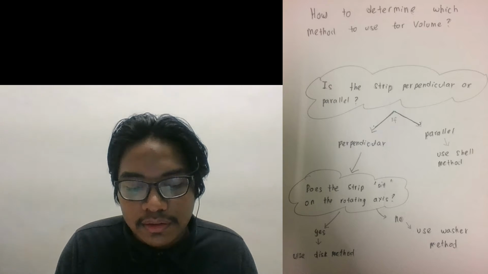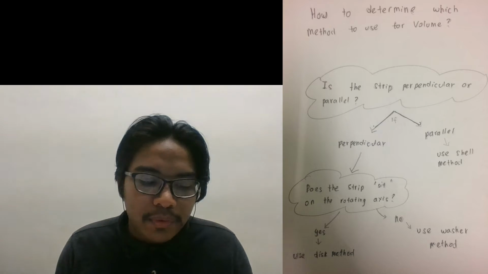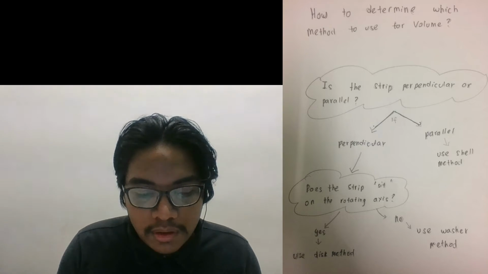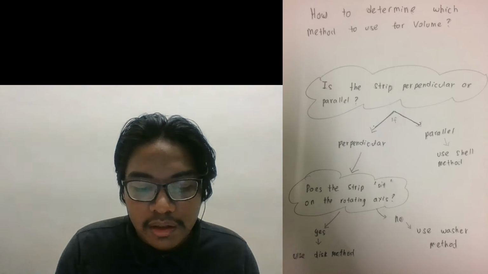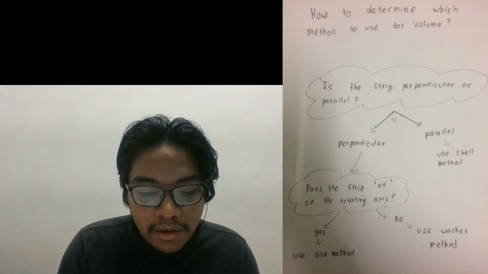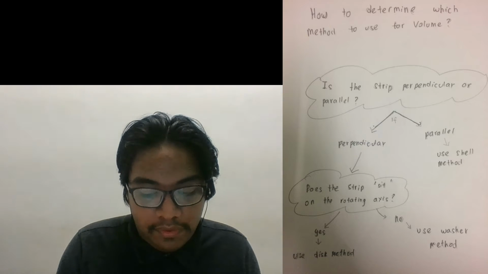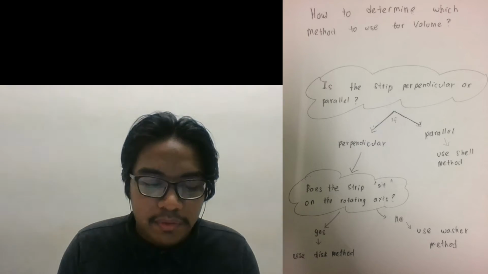So there are three methods to calculate the value. The first one is disk, second washer, and shell. So how do we determine which method to use for volume? First, is the strip perpendicular or parallel? If parallel, use the shell method. If perpendicular, does the strip sit on the rotating axis? If yes, use the disk method. If no, use the washer method.